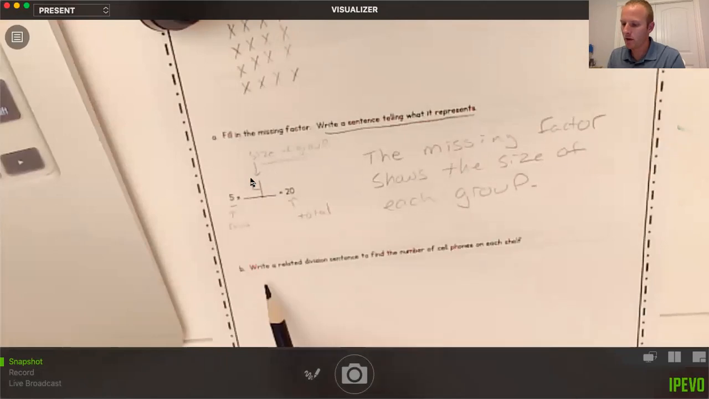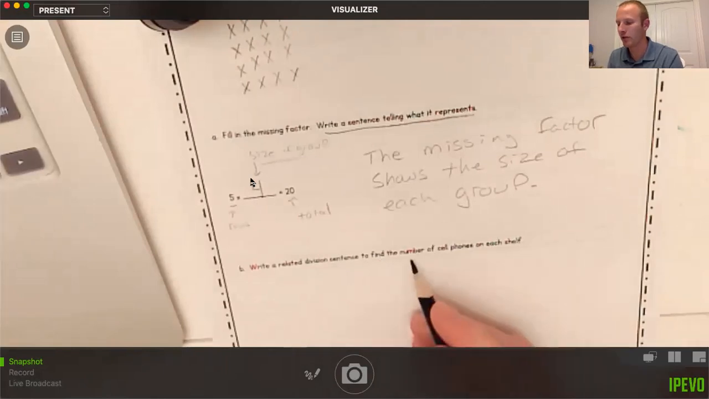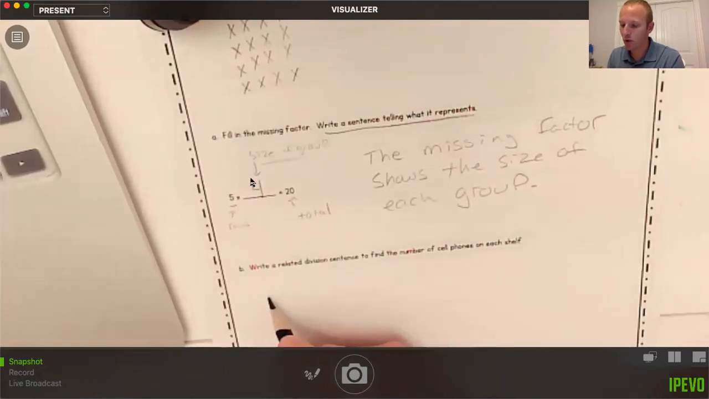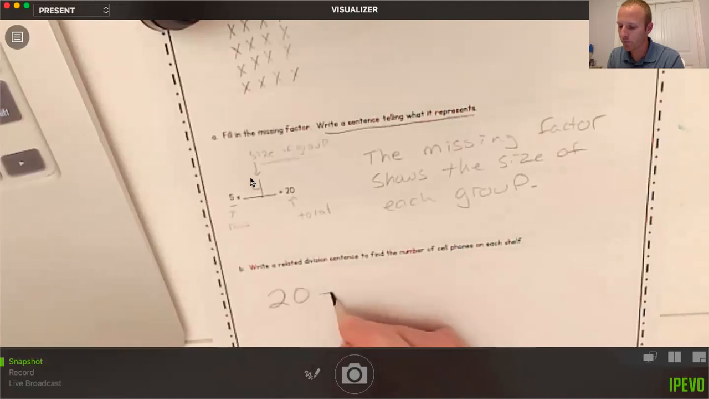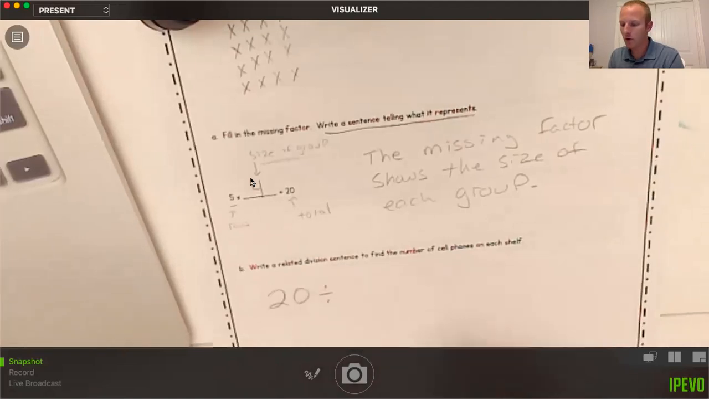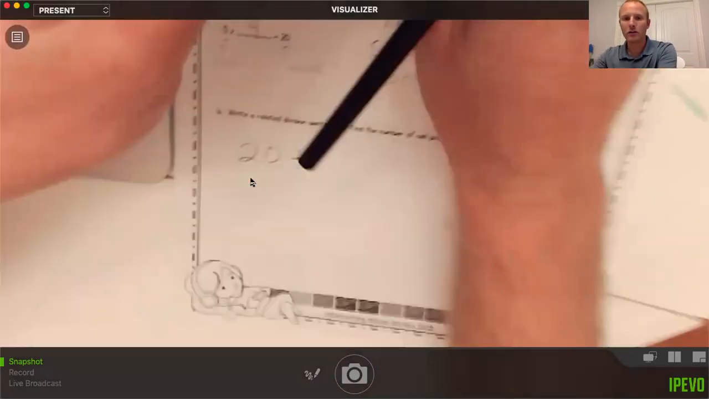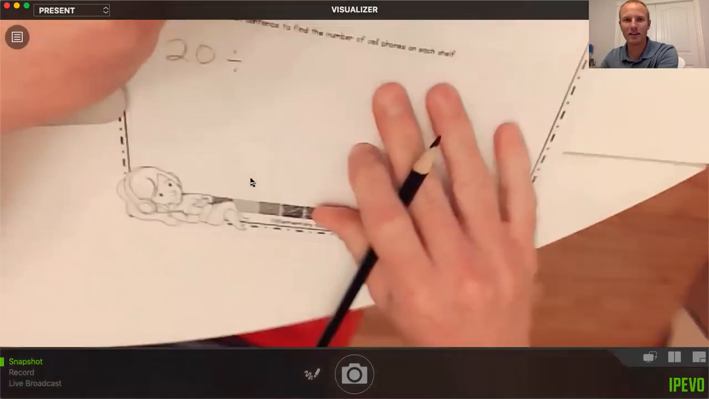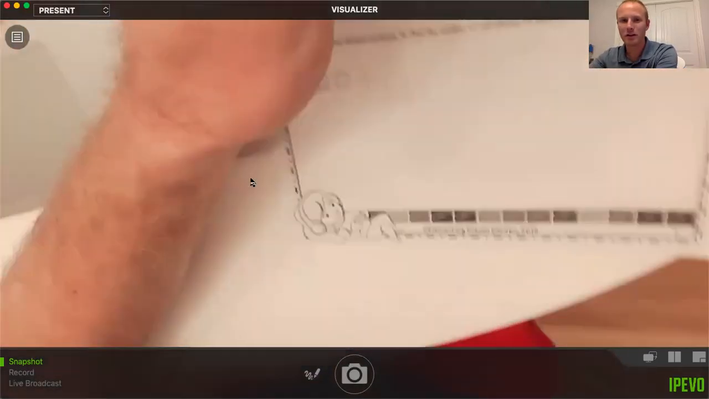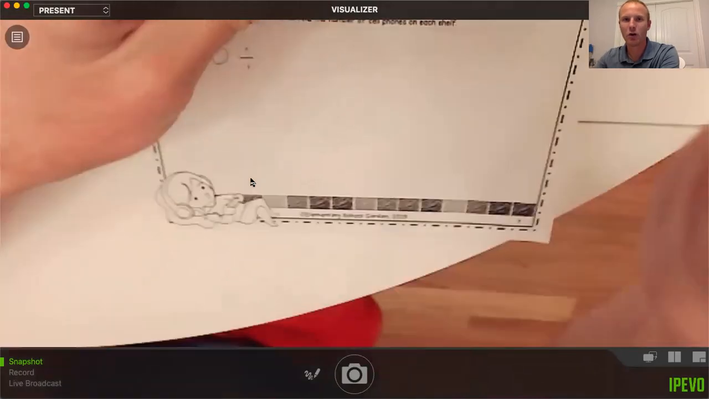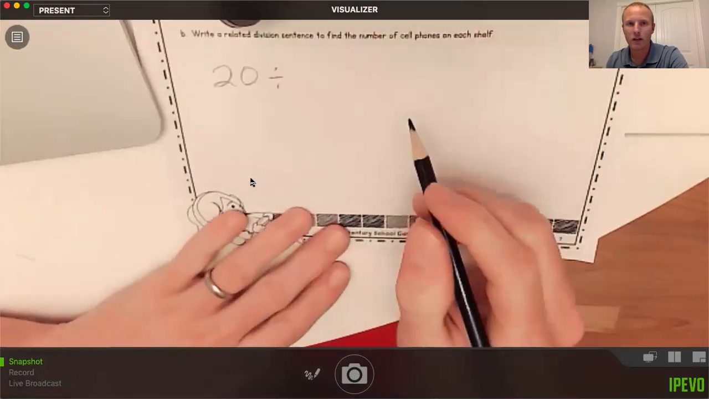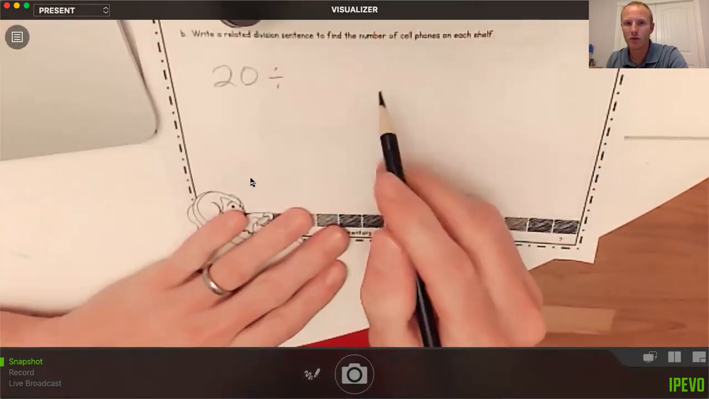Okay. Write a related division sentence to find the number of cell phones on each shelf. It doesn't say total, but we know that we started with 20. Okay, let's move this down a little bit so you can see a little bit better. Sorry, got a little wobbly there on you.